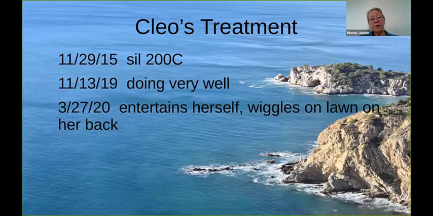So she got a 200 C. And it was different than giving the sulfur. It was just like, yep, she's doing good. So see how many years there are in between giving the remedy and doing very well. They didn't call me. I see her around the neighborhood, checked up, and she's fine. So that's what she needed to follow up the sulfur.